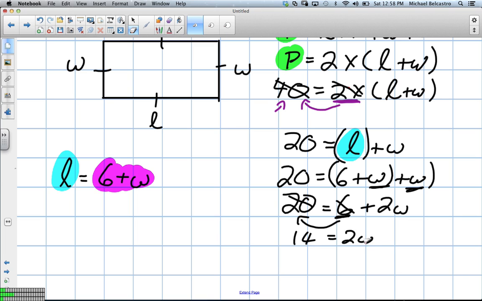And did 2 W's stand for 2 times W, remember? So what did we do before when we had 2 times? It was telling us that one number times 2 equals 14. What number times 2 gives us 14? What's 2 times 5? 10. What's 2 times 6? 12. What's 2 times 7? 14. There you go. So we know our width is 7.